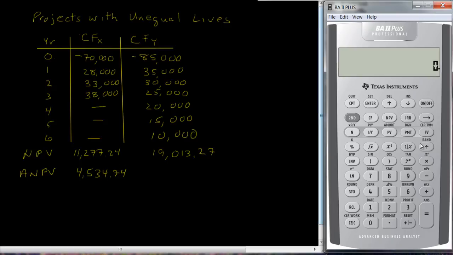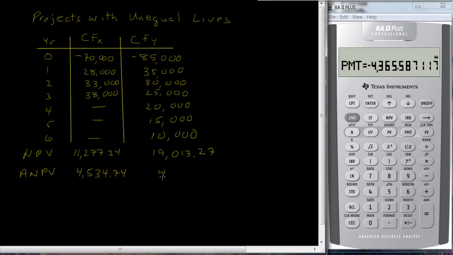Let's do the same for Project Y. Again, let's clear our workspace. This time we're spreading it out over 6 years. So n is 6, the cost of capital is the same, 10%, and we're going to spread that $19,013.27, and we compute the payment, and we get $4,365.59. So we can see that while the NPV of X is smaller than the NPV of Y, the annualized NPV of X is greater than the annualized NPV of Y.